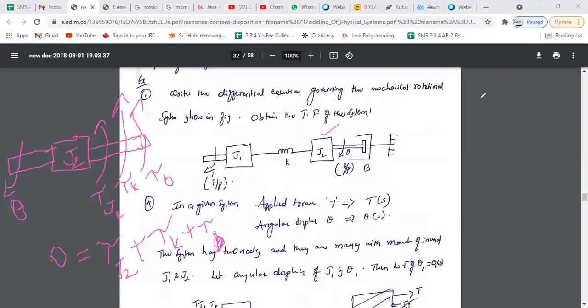What about the torque balance equation? What is tau J2? What is the equation? Tell me. Anyone? Tau J2 is J2 d square theta by dt square. Right.